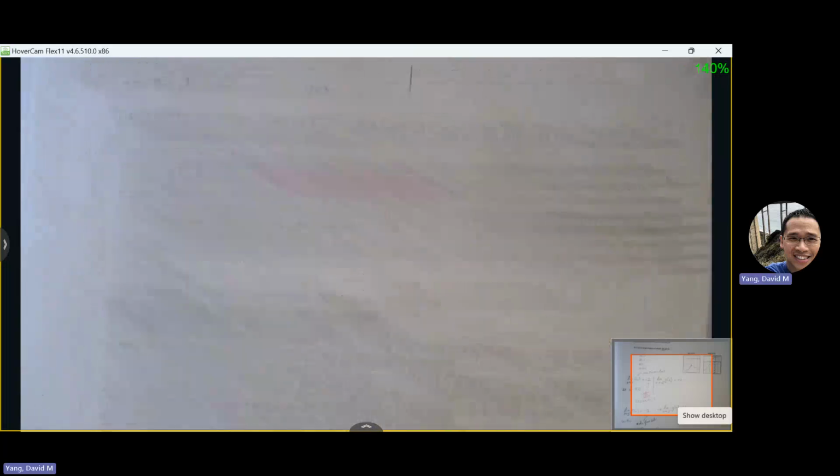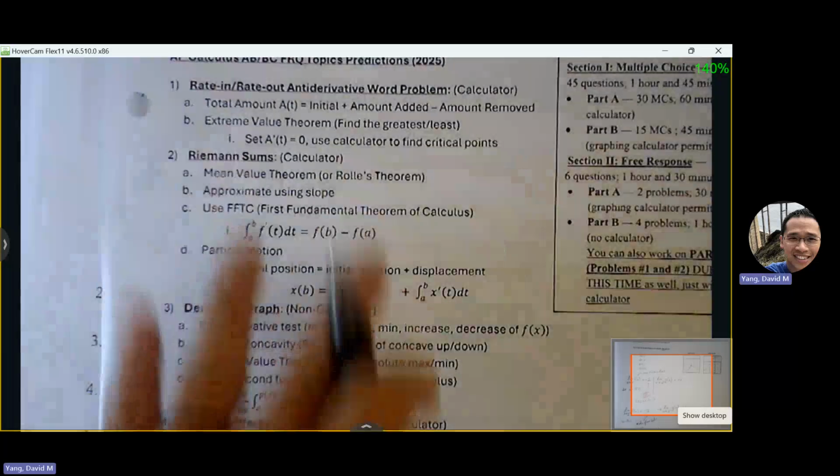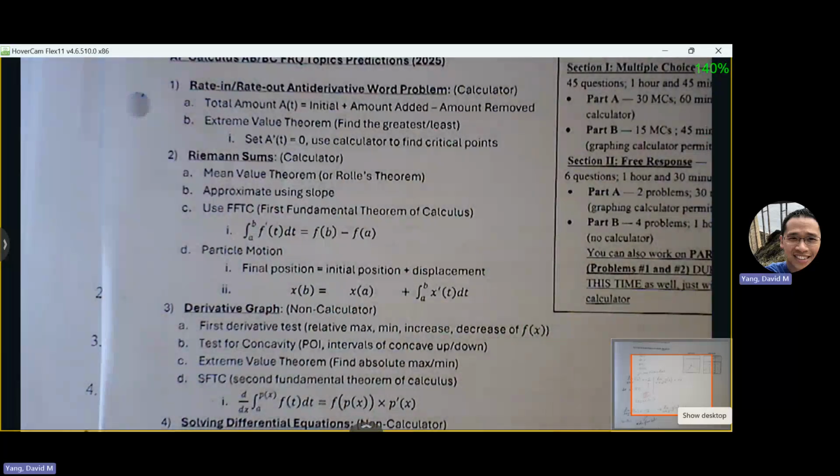If you look at your FRQ topics, these test writers are restricted to these topics, right? So they're trying to cram as much of these topics as they can into your multiple choice and free response. So in a sense, they're very predictable. They have to ask you something about the first theorem. They have to ask you something about the second theorem. They have to ask you about something related to the mean value theorem, right? So use their predictability to your advantage.